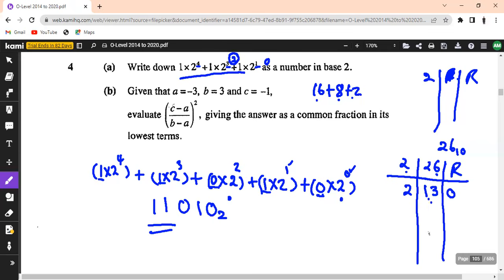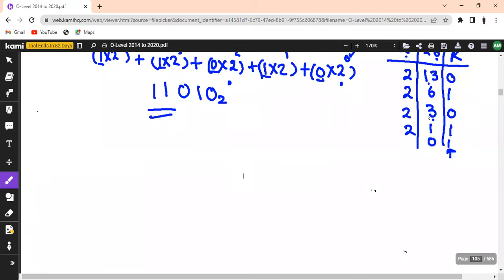2 into 13, that is 6, remainder 1. 2 into 6, that is 3, remainder 0. 2 into 3, that is 1, remainder 1. 2 into 1, that is 0, remainder 1. So remember, your answer is taken from the bottom going upwards. So this is going to be our answer from the bottom, 1, 1, 0, 1, 0, like that.